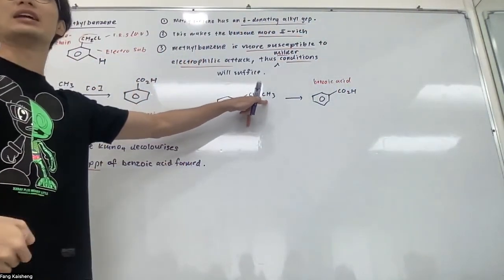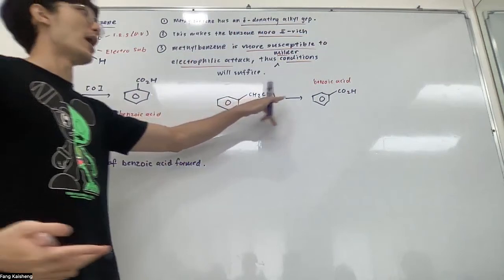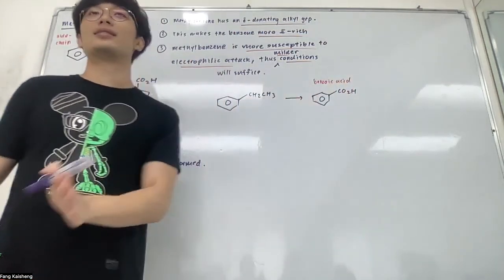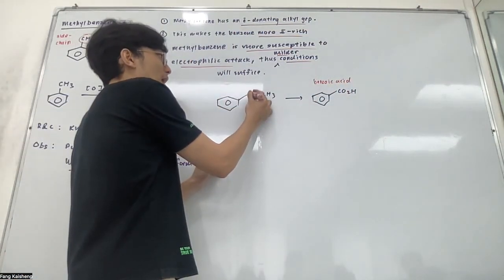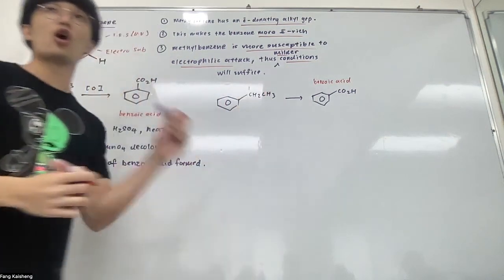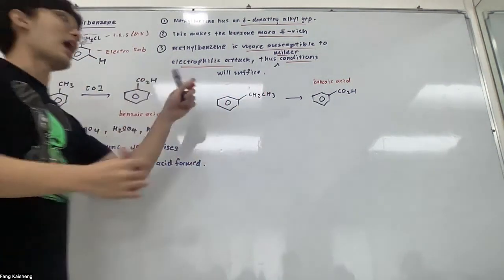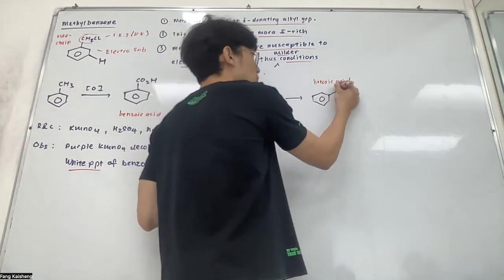The side chain has how many carbons here? 2, right? And then what happened? It got cut. So how this works is this. The carbon that's attached directly to benzene, I will call it number 1. And carbon 1 is the one that becomes benzoic acid. Clear with that?